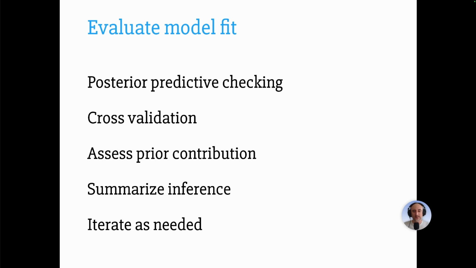We then need to summarize the inference. We've done a bunch of that. We might summarize that graphically as the full posterior distribution. We might summarize that in terms of the probability of a parameter being above or below a certain threshold or within a certain range, or as credible intervals and means. And we need to iterate through this as needed.